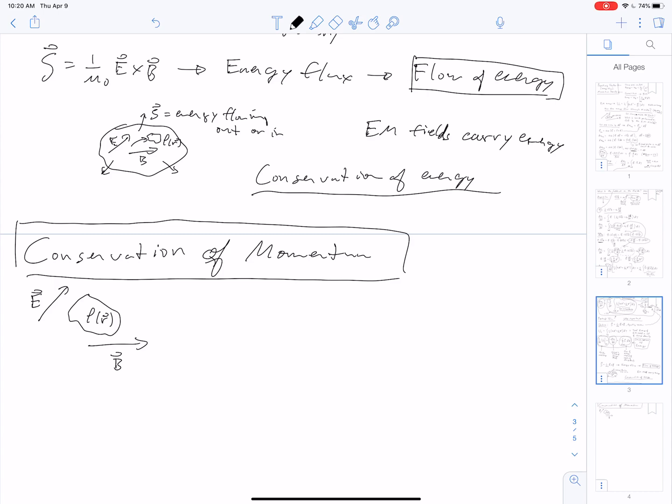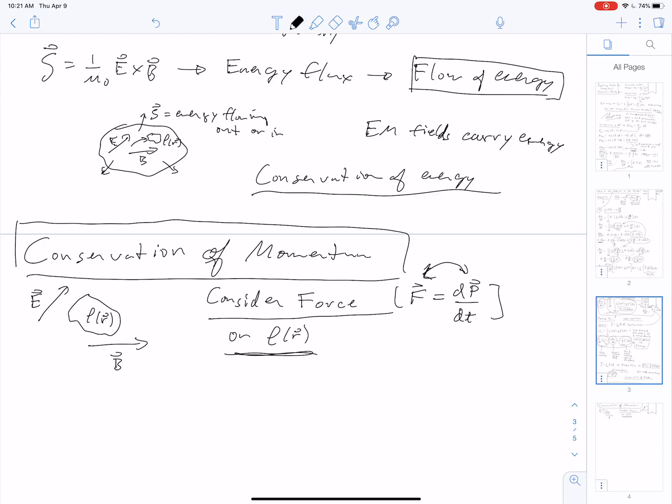To understand how momentum is conserved in this situation, we have to consider the forces, because momentum is all about force. F equals ma. Remember, F equals dp/dt. So if some force is being pushed on something, that causes its momentum to change. Force and momentum are intimately linked by this expression that you all know and love. So let's consider the force on the charge distribution and see where that takes us.